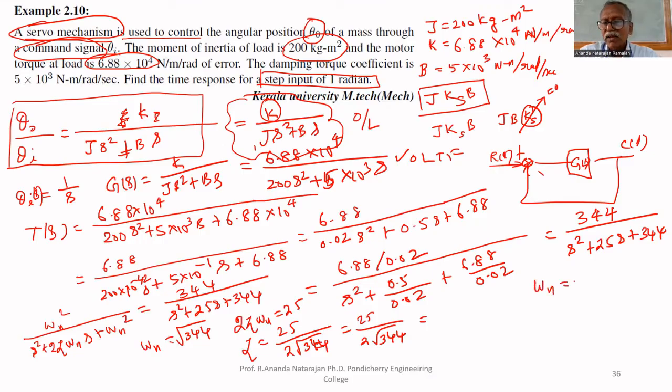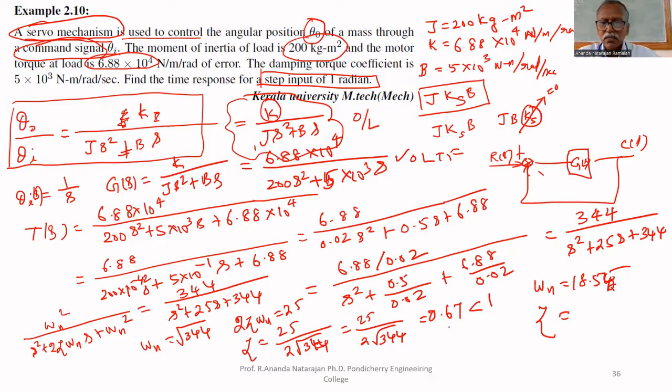Omega n also we required. Omega n equal to 18.54755. Zeta equal to 0.67. Zeta is less than 1. We know for an underdamped system, no need to find the roots.